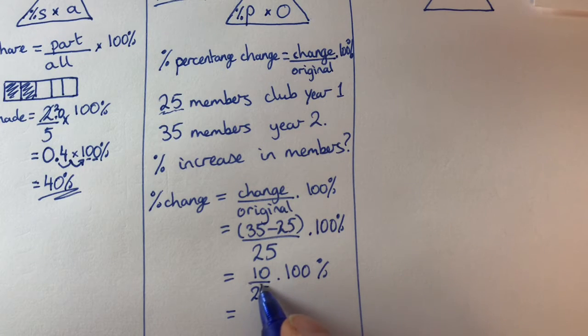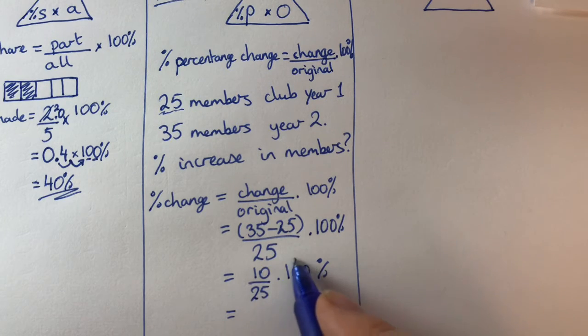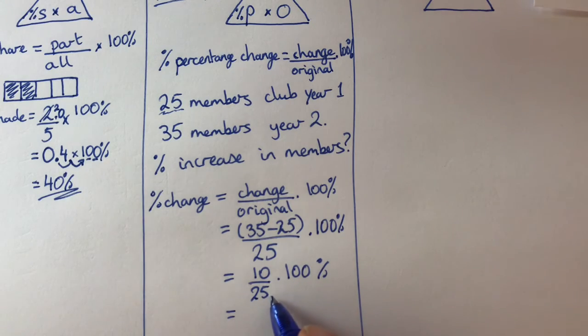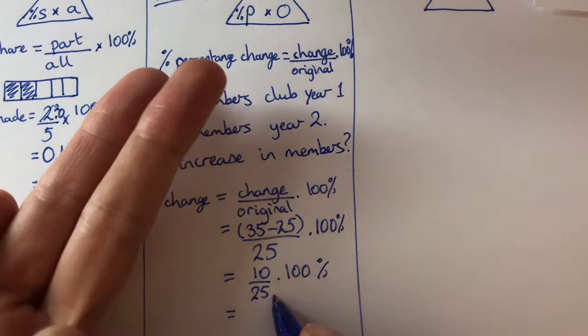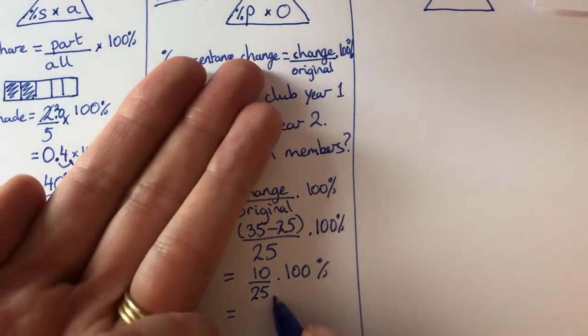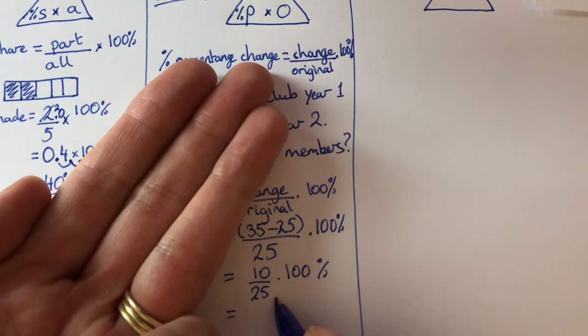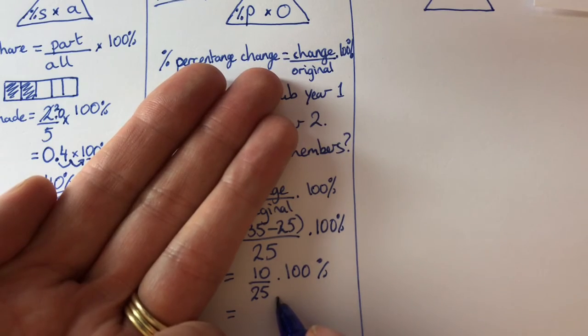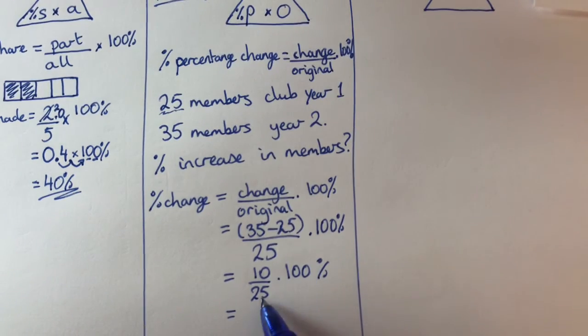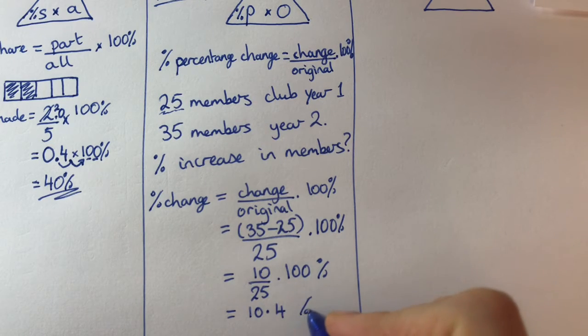So you might remember that 25 goes 4 times into 100. 25 plus 25 is 50, plus 25 is 75, plus 25 is 100. So our 25 times table gives us that 100 divided by 25 is the same as 4. So we would get 10 times 4. We still got our percentage sign, which would be 40%.